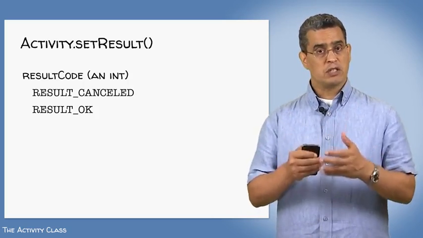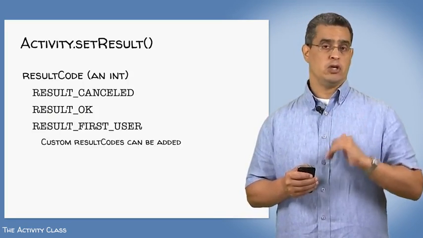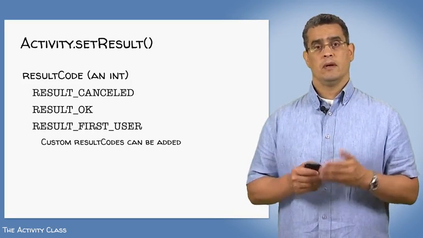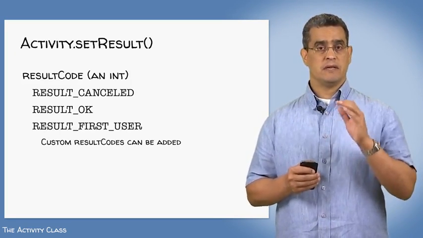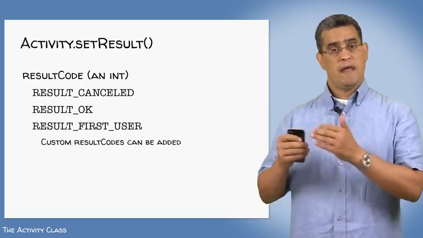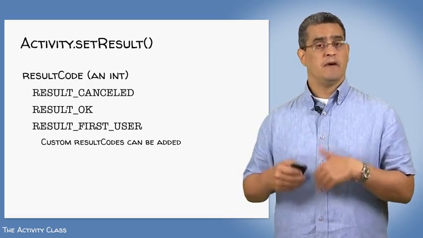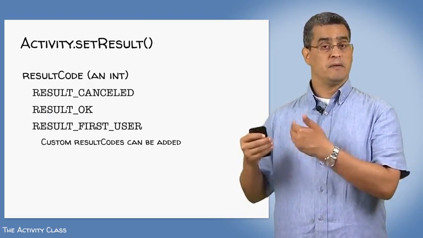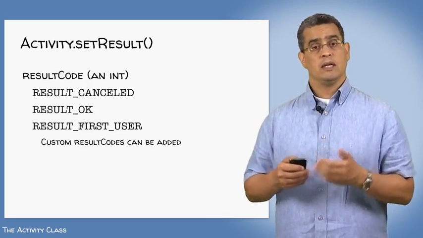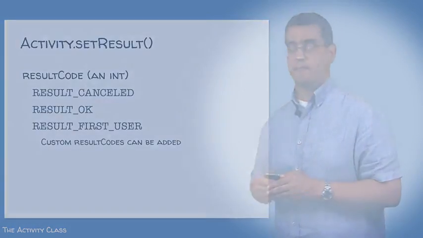Developers can also add custom result codes after the built-in result code result first user. Now before the activity ends, the activity must set its result by calling setResult. And this result will eventually be transmitted back to the calling activity via the call to onActivityResult. So let's take a look at that code in the Map Location from Contacts application.